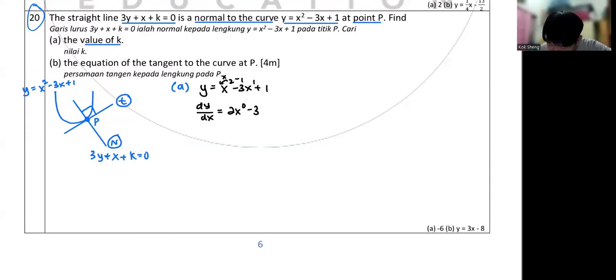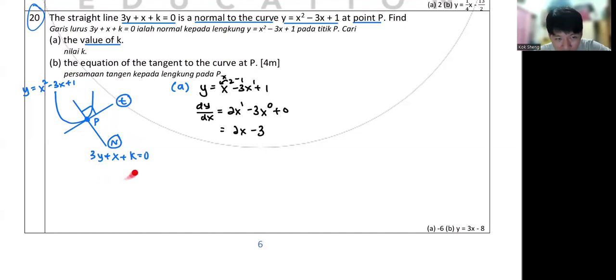Why so many x? Oh, sorry, this is power 1. Last one is a number with no x, so differentiation gives 0. So 2x minus 3, that is the dy/dx. This one we hold on first, and go to the normal here.